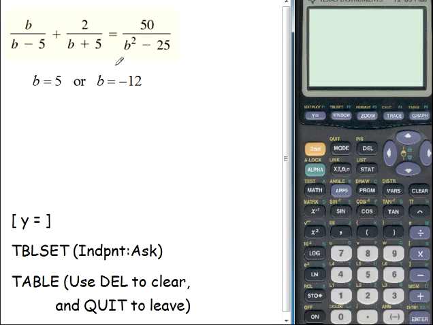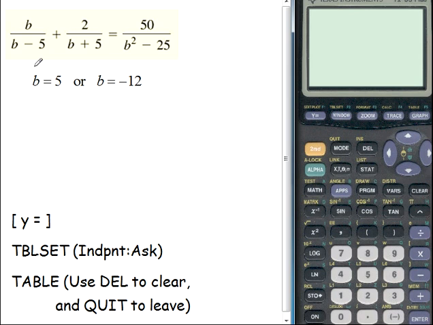And basically what you're doing is substituting 5 back into the equation and seeing if the left and right sides are equal, and then you're substituting negative 12 back in and seeing if it makes the left and right sides equal. And this is a good idea, especially if you've done a real lot of work to solve this, and it doesn't take that long to do the check.